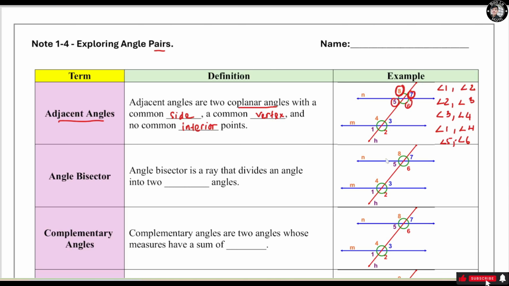Now angle bisector is a ray that divides an angle into two equal angles. So, for example, I have the angle BAC equals 60 degrees. Now, I have the angle bisector right here. This ray is AD. It splits the angle BAC into two halves. The top one is 30 degrees. The bottom one is 30 degrees.